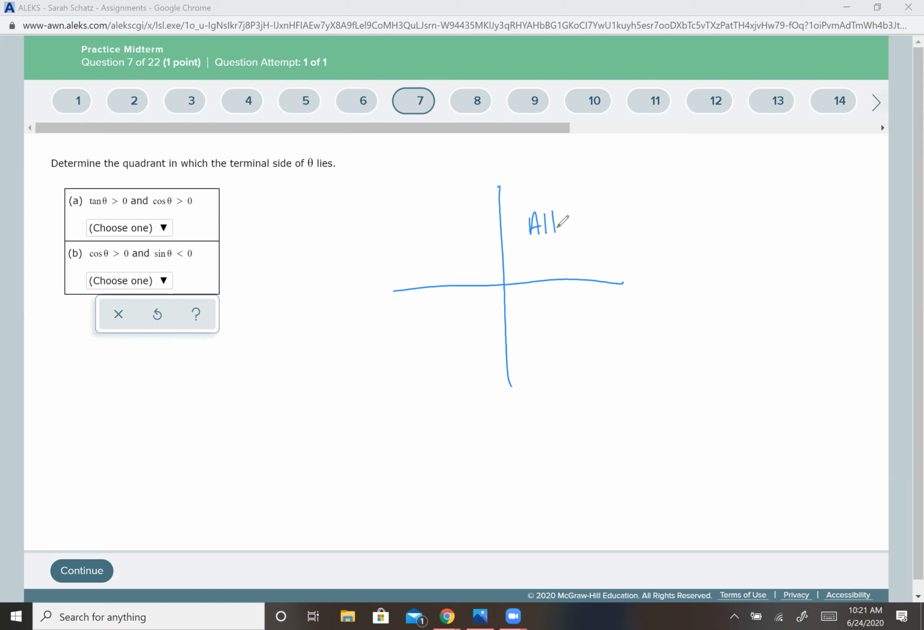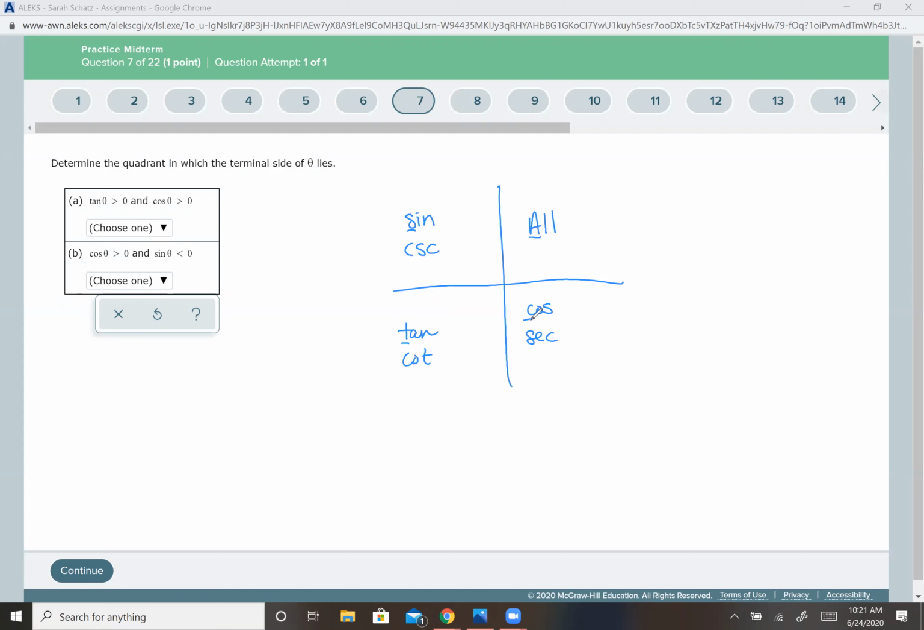Remember that in the first quadrant, everything's positive. In the second quadrant, sine and cosecant are positive, but everything else is negative. In the third quadrant, tangent and cotangent are both positive, but everything else is negative. And in the fourth quadrant it is cosine and secant. So remember, that's where we get our All Students Take Calculus mnemonic there.